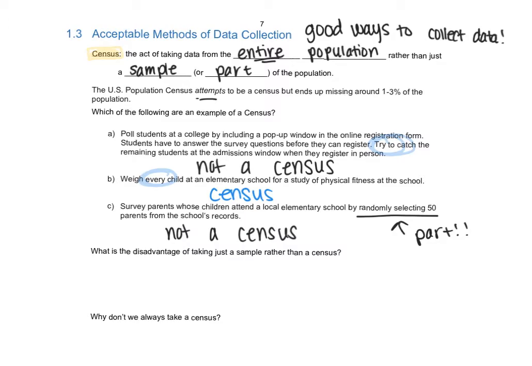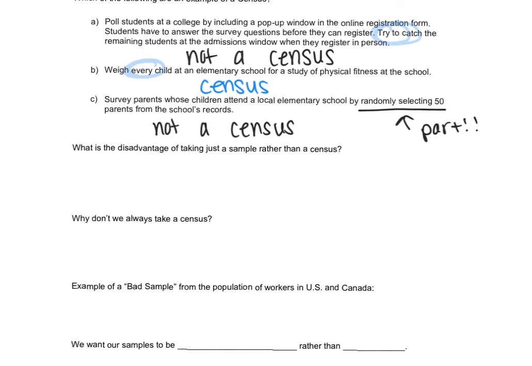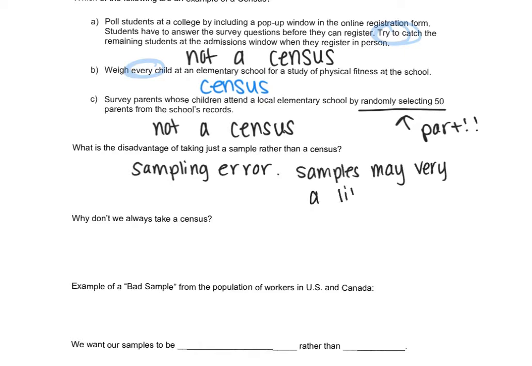So it would obviously be nice to always take a census because our data would be really good, but we can't. So let's talk about disadvantages of just taking a sample. So example A and C were samples, right? Because they're not everyone. A disadvantage would be sampling error. It should make sense that samples are going to vary a little and not be exactly the same as the population.